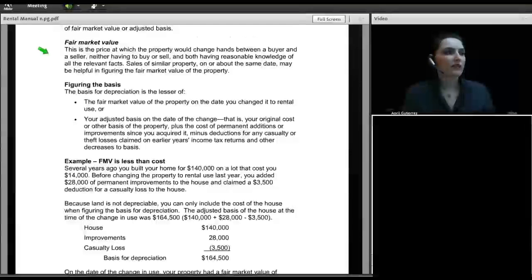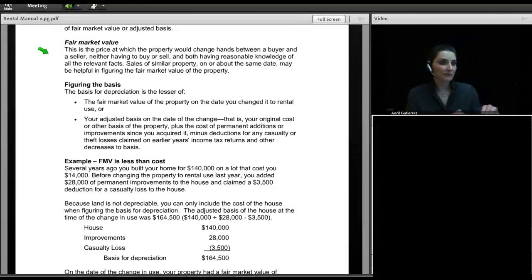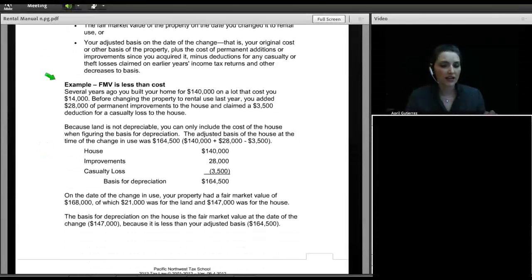So I turn it into a rental, and on the day I start renting it, what is my basis for depreciation? It's going to be the lesser of the fair market value at the time I turn it to business use or what I paid for it. And in this illustration, it's the lesser number, $250,000. So I have another illustration here in the manual where the fair market value is less than the cost.